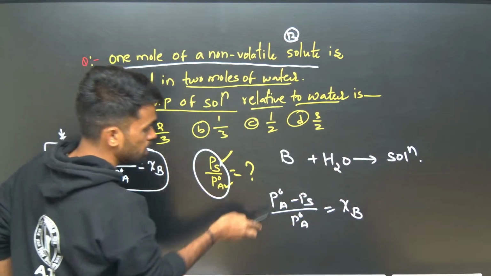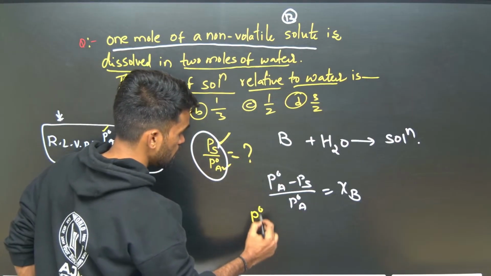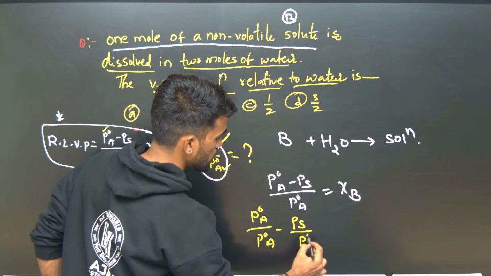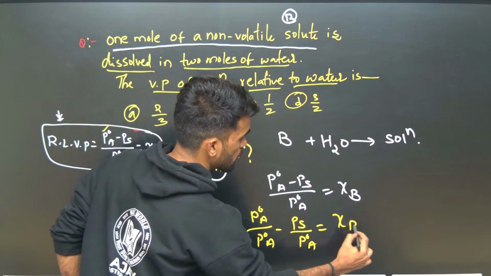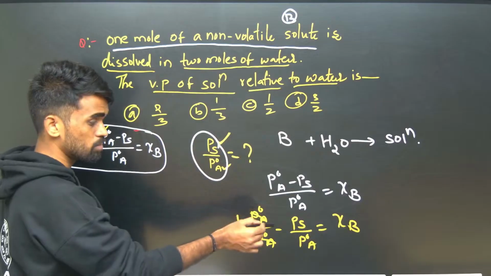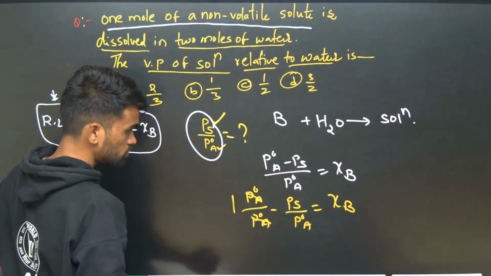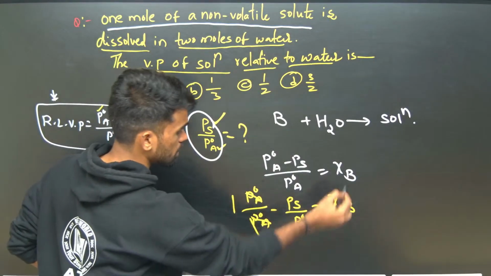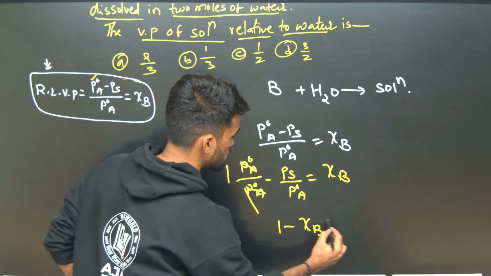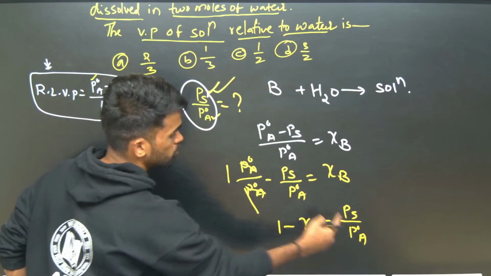I can write this equation as P naught A by P naught A minus PS by P naught A, right, and this is the mole fraction of solute. So this will be 1 minus PS by P naught A, which is equal to chi B. So from this what can I write? I can send this to that side and we get 1 minus chi B equals PS by P naught A. So we got this now. Yeah, this is the term they are asking.